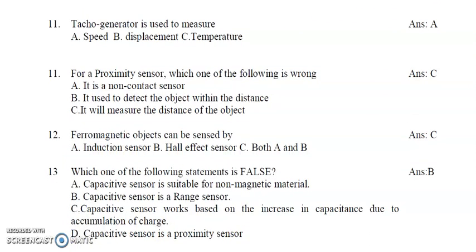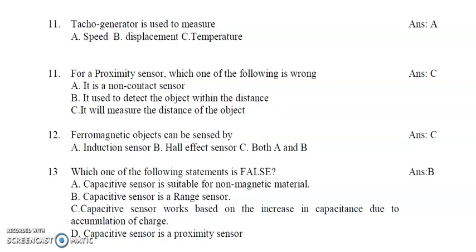Question number 11. A tacho generator is used to measure A. Speed, B. Displacement, C. Temperature. So we know already, it's like a tachometer, the tacho generator. So remember that. A tacho generator is a sensor used to measure speed, A. Speed. The question number is wrongly typed actually, so we can keep it as the 11th question.